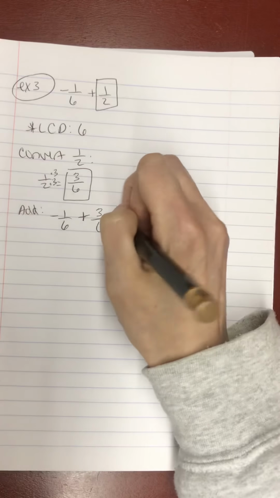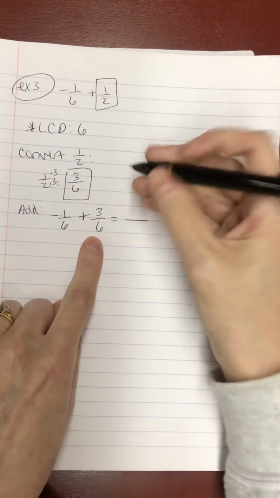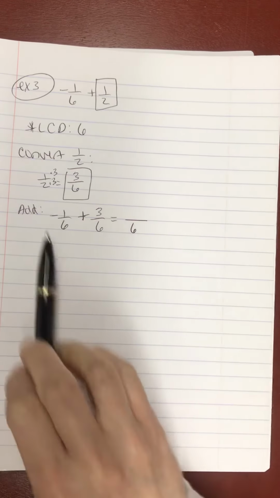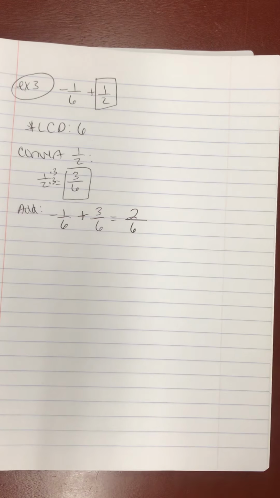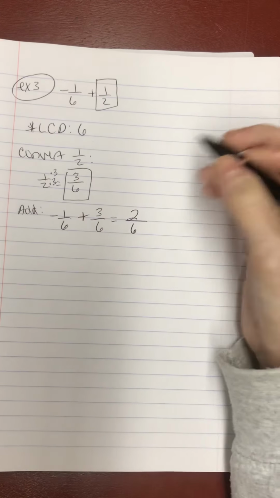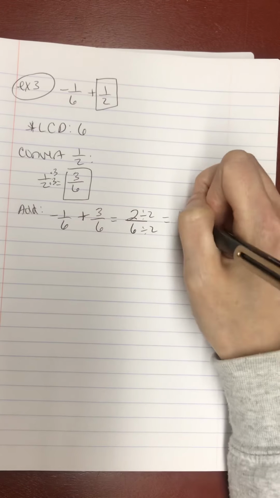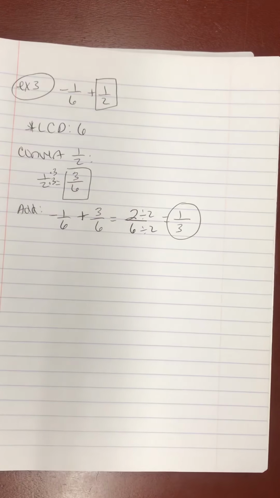And now you can say, okay, cool, look at this, I've got like fractions, 6 and 6, that means 6 is going to stay the same in my answer for the denominator, and now you need to do negative 1 plus 3, and that gives you a 2, right? Negative 1 plus 3 is 2. And then yet again, you have to ask yourself, can I divide something out of the top and bottom? Yes, I can. I can take a 2 out, and I end up with 2 divided by 2, 1, 6 divided by 2, 3. 1/3 final answer.